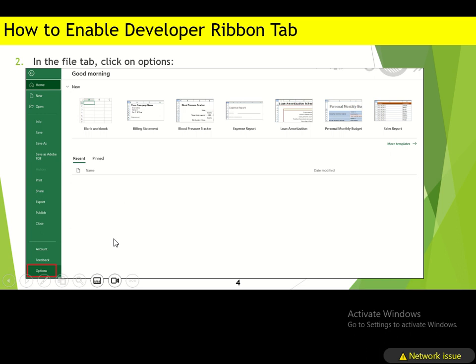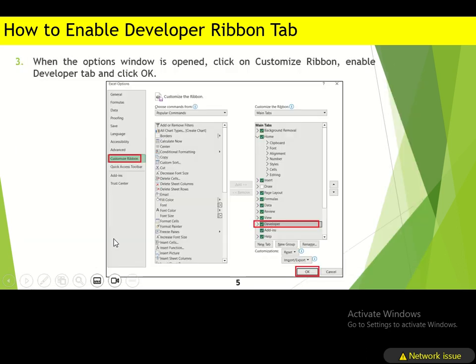When you click on Options, then you can see this window. In this window you see the option for Customize Ribbon on the left hand side. When you click on it, it opens this menu in front of you. So the tabs which are already activated, they are with a tick mark, and the tabs which are not activated, they are without the tick mark.